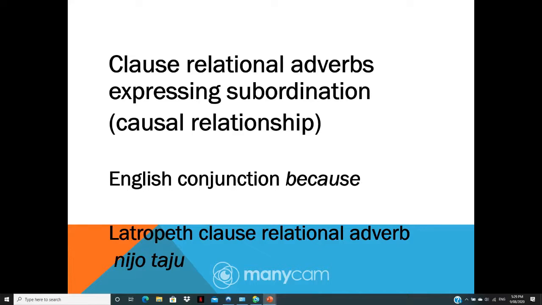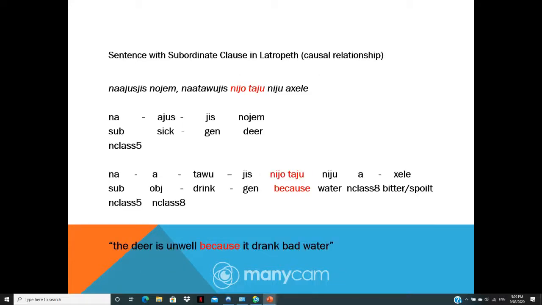Now let's look at the clause relational adverbs expressing subordination in Latropeth. Specifically, let's begin with a causal relationship between the two clauses. So in English, you've got the conjunction because. In Latropeth, you've got the clause relational adverb equivalent of nijo taju. So what do we have here? Na ayosis noyim naya tabu yis nijo taju nijo wa ele. I hope you remember that the X stands for a glottal stop.